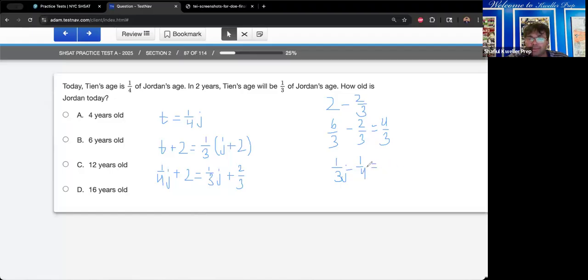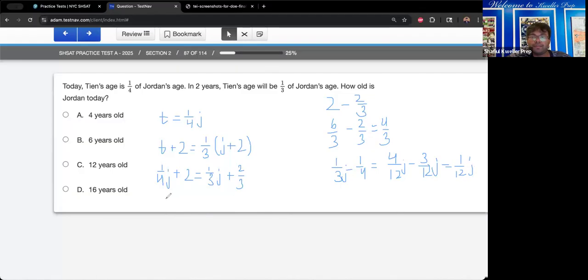We want the same denominator, so it's going to be 12 because 3 times 4 is 12. That's just the common denominator. 3 times 4 is 12. 1 times 4 is 4J minus, and then 1 times 3 is 3. 4 times 3 is 12J. 4/12 J minus 3/12 J is just 1/12 J.